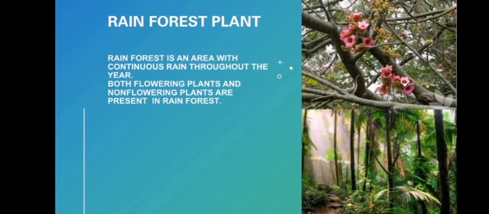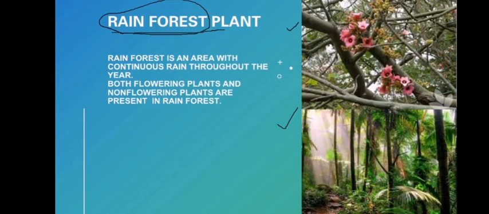Now, the last topic of this lesson is the rainforest plants. What does it mean? Which types of plants does this area have? Rainforest has both types of plants. They have the flowering plants and the non-flowering plants. In this area, there is heavy, continuous rain throughout the year. Rainforest is the area with continuous rain throughout the year, and it has both types of plants, the flowering plants and the non-flowering plants.